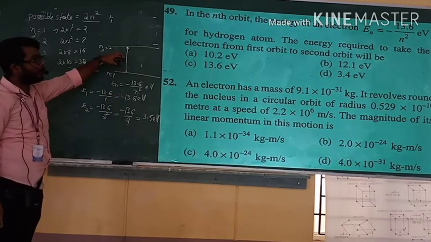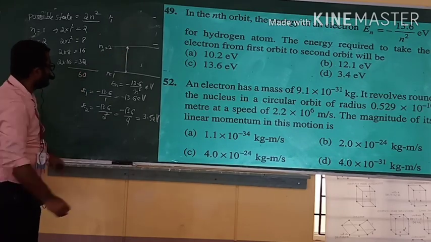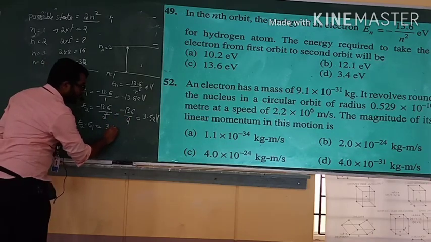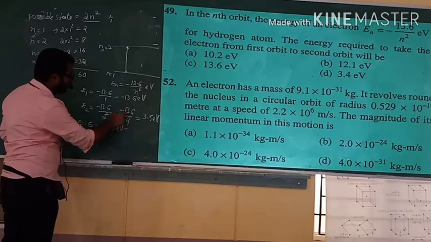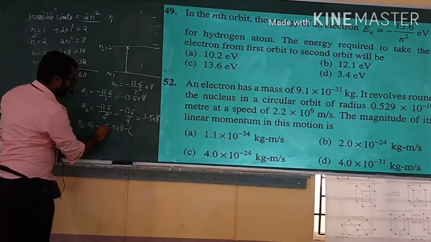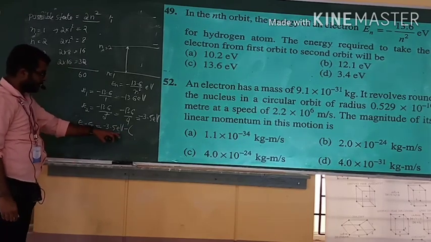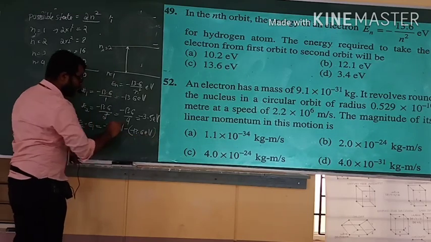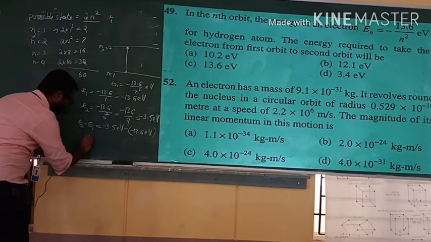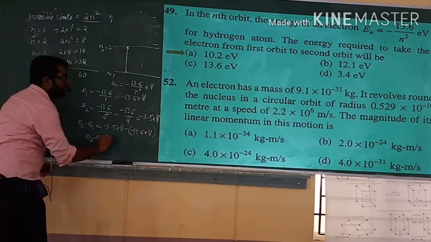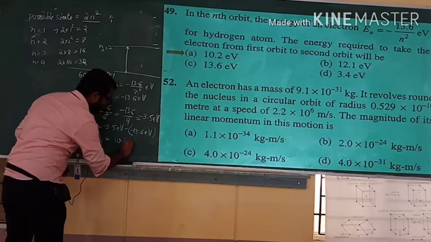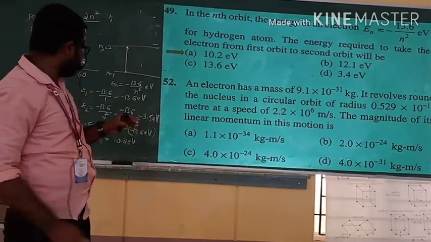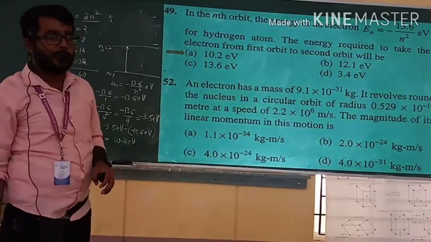Now if energy must be given here, it must be the difference in energy, that is E2 minus E1, which is 3.4 electron volt minus (minus 13.6 electron volt). Minus into minus becomes plus, so 13.6 minus 3.4 is almost equal to 10.2 electron volt.